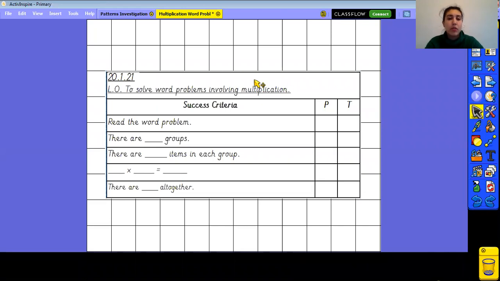Okay, what we're going to look at today in maths is some word problems for multiplication. So what we're going to do is read the word problem. We're going to work out how many groups there are. We're going to work out how many items there are in each group. Write that as a multiplication equation and then use our skip counting to be able to calculate it.